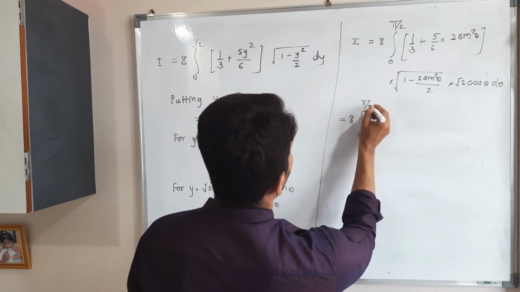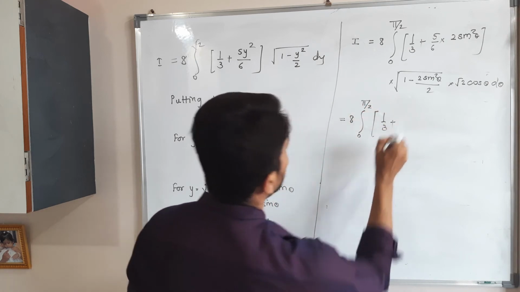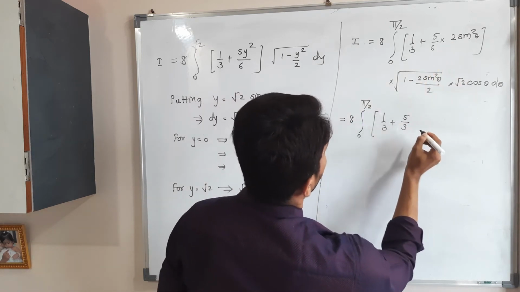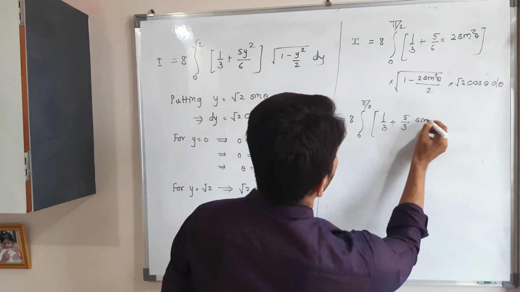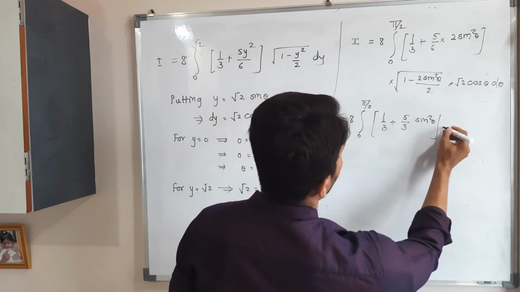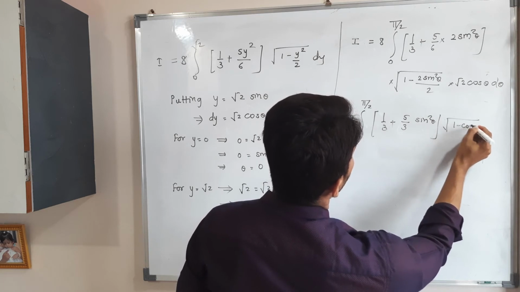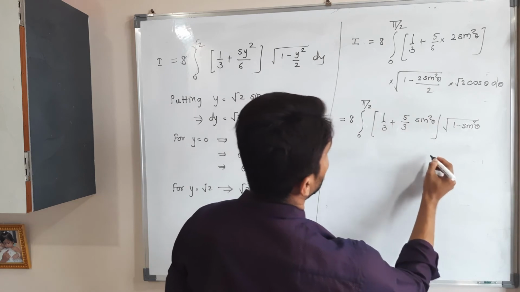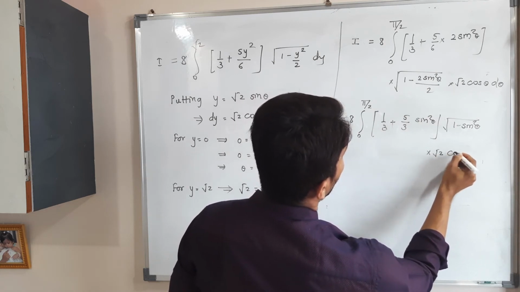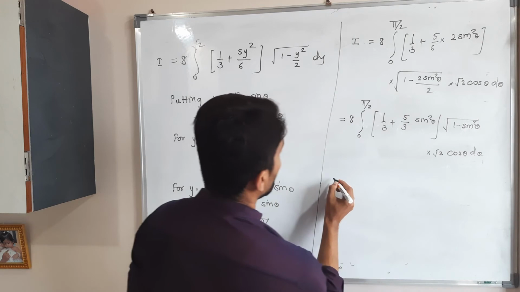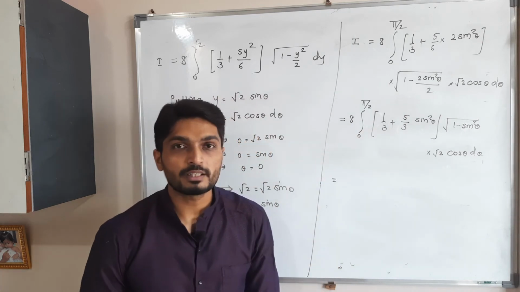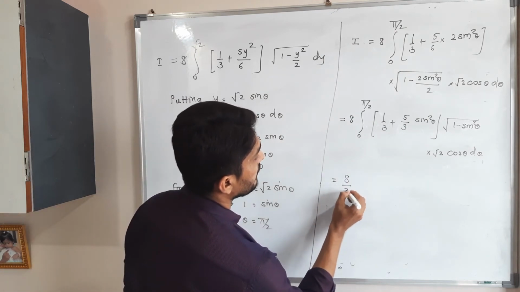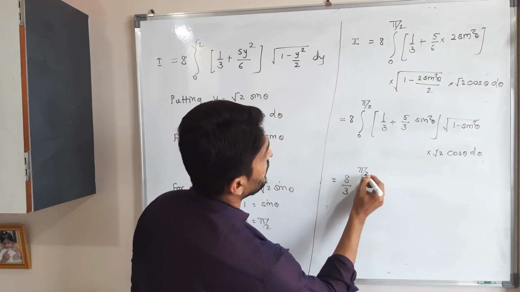0 to pi by 2, 1 by 3 plus, what will happen? 2 will get cancelled, so we'll have 5 by 3 and sine square theta, correct? Here 2 will get cancelled, so we will have root 1 minus sine square theta, into root 2 cos theta d theta. So this is equal to, tell me, both of them have the same denominator 3. That 3 is a constant, we can take it outside. So it will be 8 by 3, 0 to pi by 2, correct?